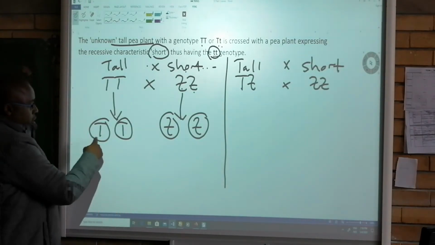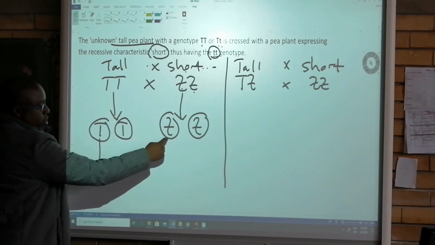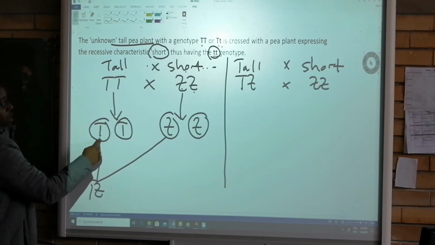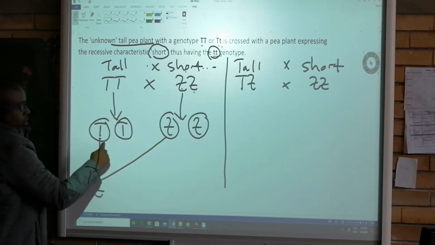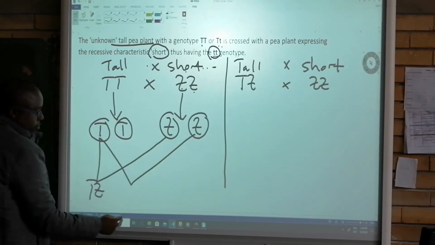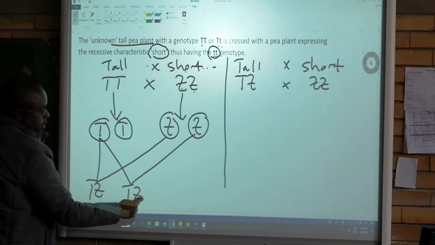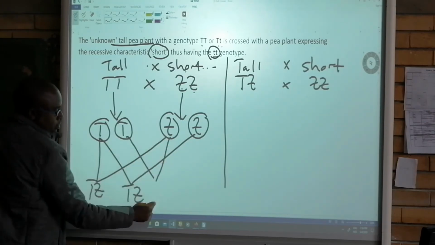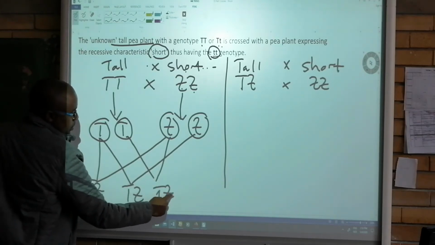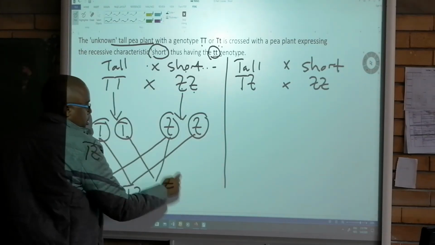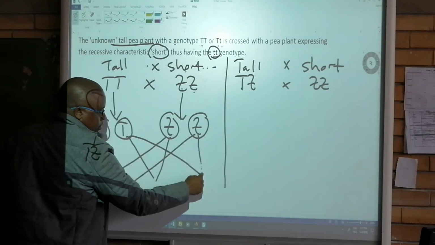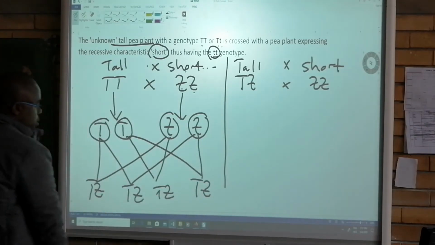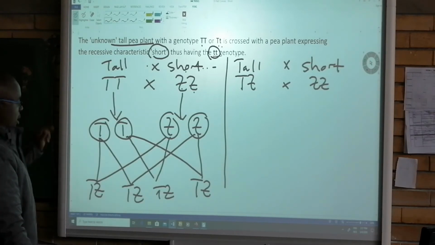Right. This one here can cross with that one, and then you get this. This one here can also cross with that one. I think you agree with me there. This one can cross with that one, and then this one can cross with that one. Is that correct? Yes, it is.